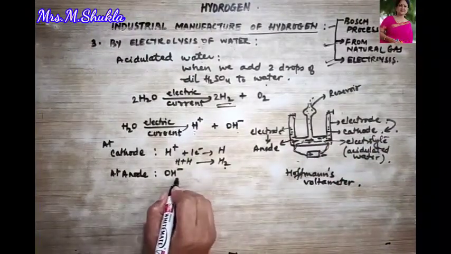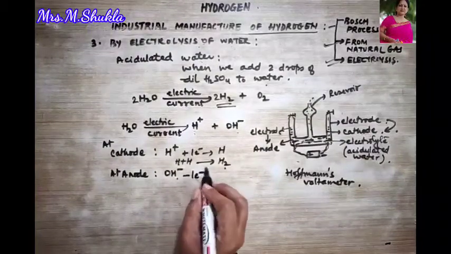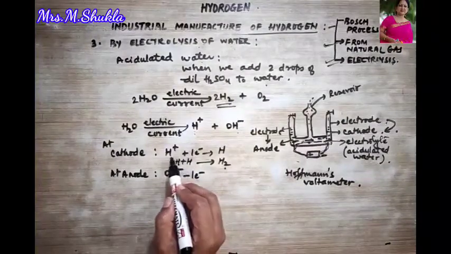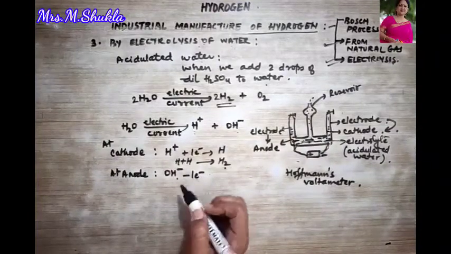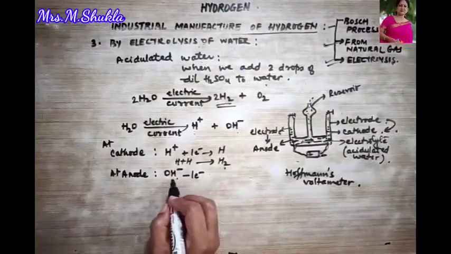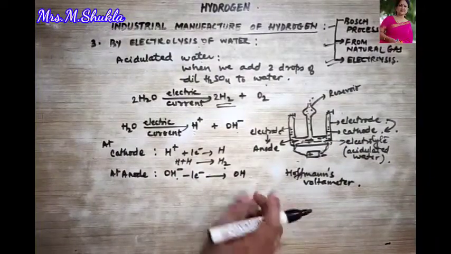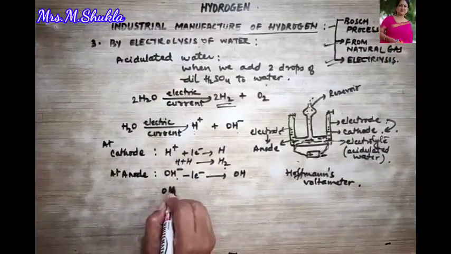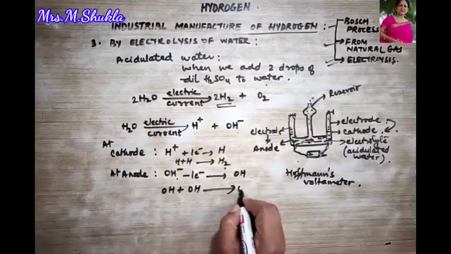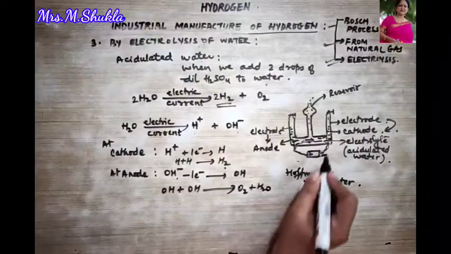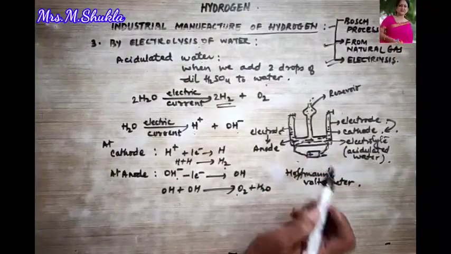Now let us look at anode. What happens? Here the hydroxyl ion is going to lose one electron. This is showing you a redox reaction, with addition and loss of electrons. So this is showing you the oxidation reaction. When it loses one electron, it forms OH. A number of such hydroxyl groups combine and form oxygen and water. Water again goes into the liquid state and oxygen is collected at the anode.